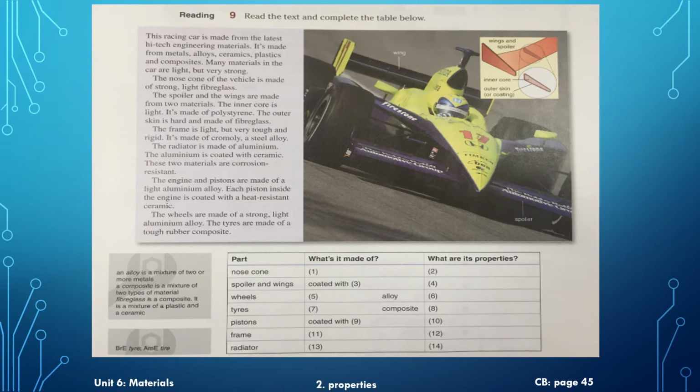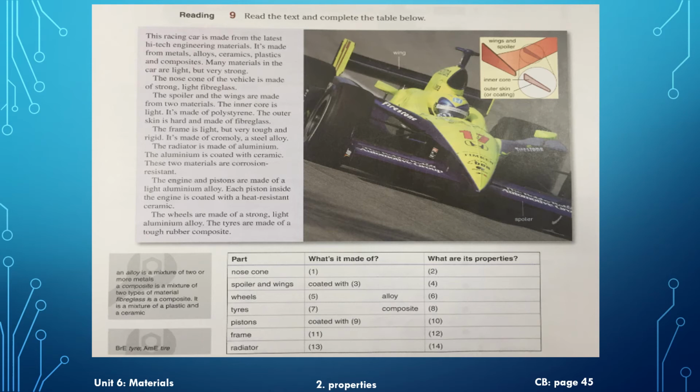So, do you think it's made of one material or more than one material? Of course, it's made of more than one material. Let's look at the text and read it quickly. This racing car is made from the latest high-tech engineering materials. It's made from metals, alloys, ceramics, plastics, and composites. Many materials in the car are light but very strong.